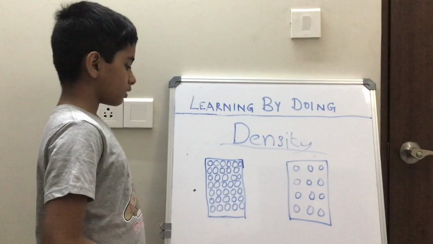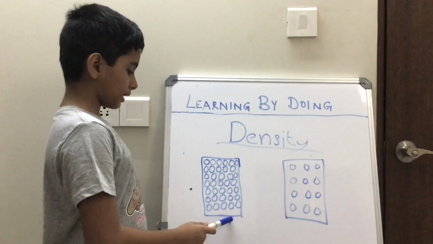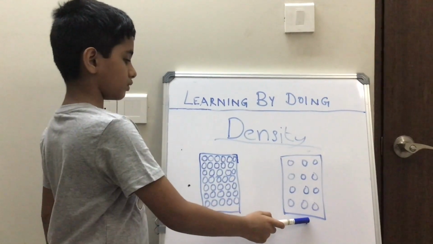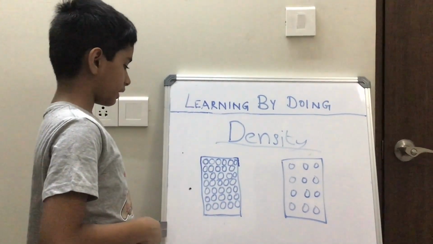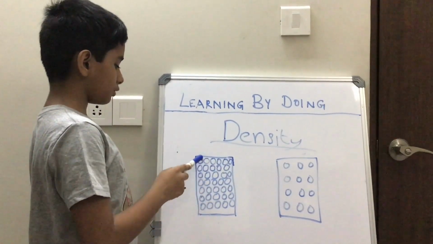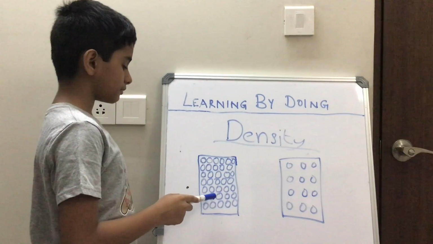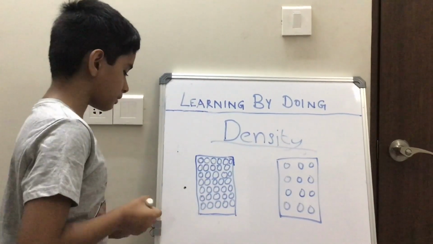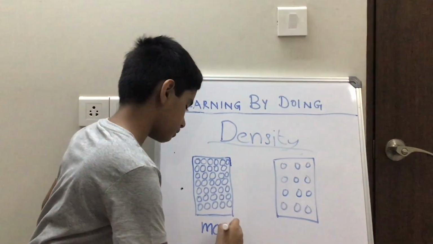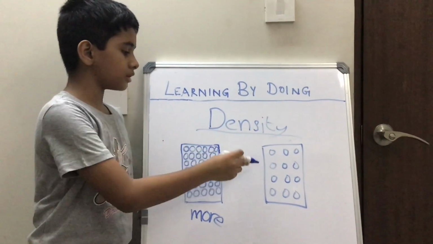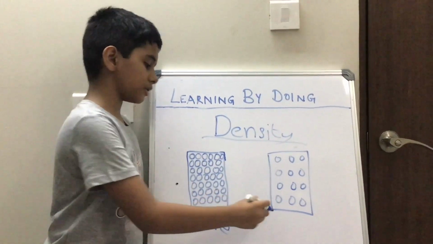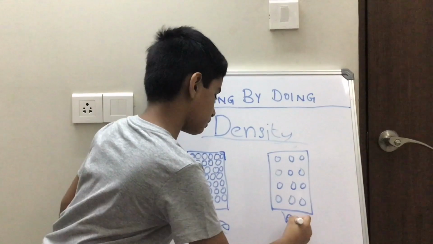Imagine that this is a metal spoon and this is a plastic spoon. In a metal spoon, the molecules would be packed like this. Nearly no space between them. We'll say this is more dense. And in this one, there's a lot of space between them. So we call this less dense.